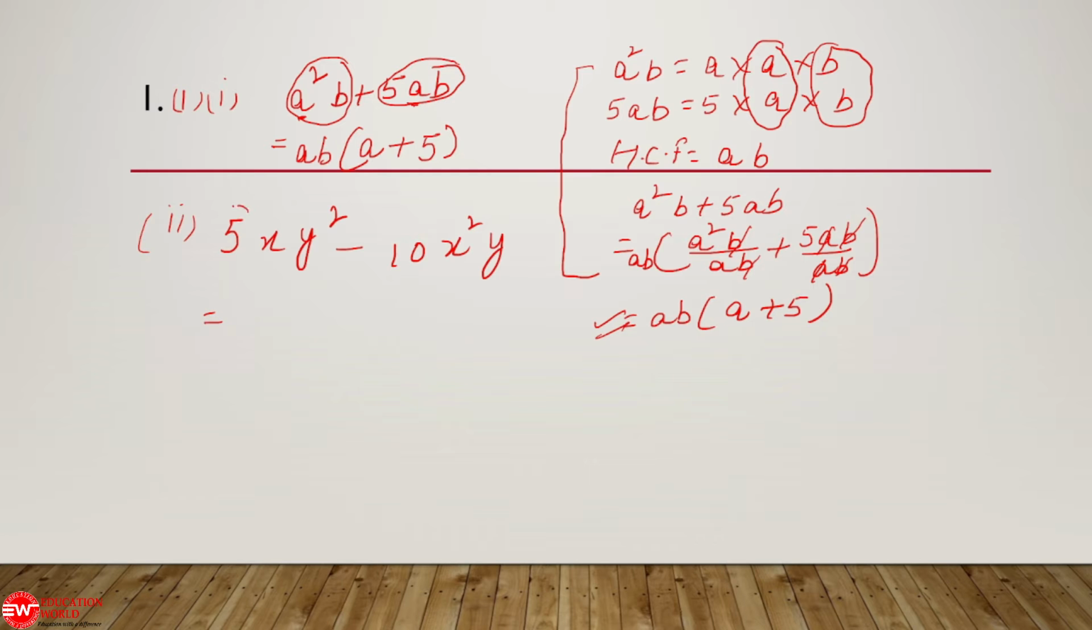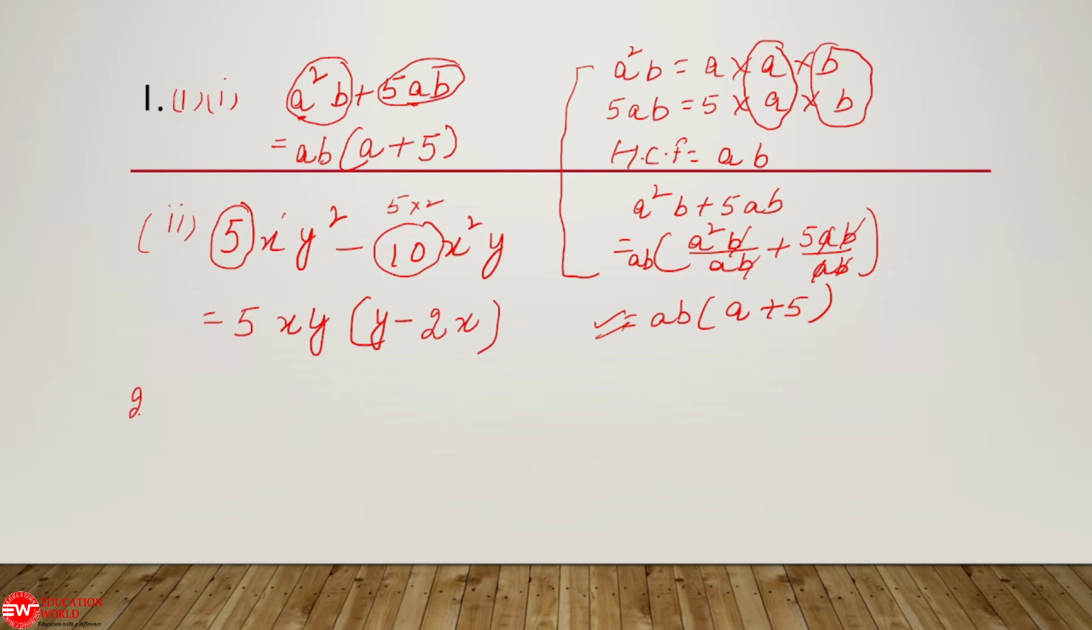Again, first of all, see the numeric. Here 5, and here 5 into 2. It means 5 is common. x power 1, x square, so the minimum power is x power 1. y square, y power 1, so we have taken power 1 common. So 5 you have taken, x you have taken, and y square is there, 1 only you have taken, so what is left is y. Minus, similar case: out of 5 you have taken, what is left? 2. Then 1 x and y you have taken.